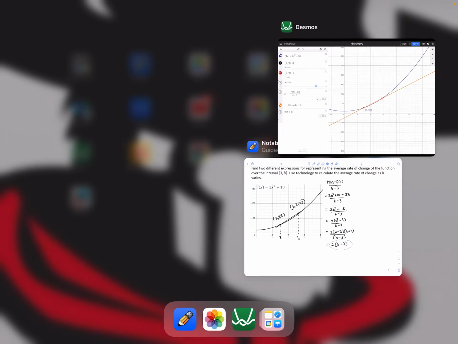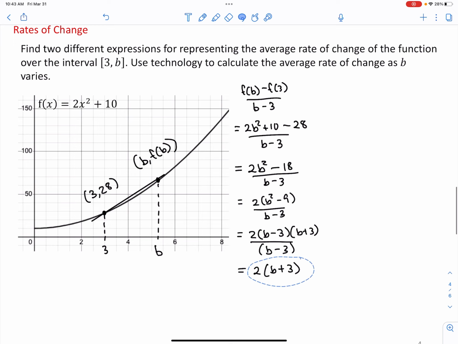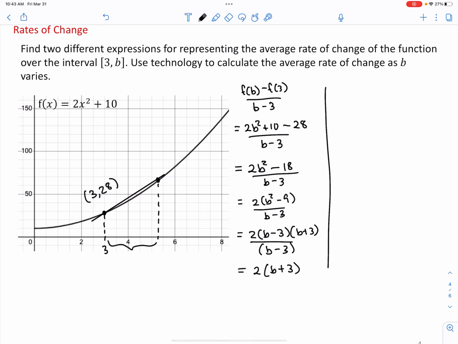Okay, let's go back to our notes. Now, the instructions did say find 2 different expressions for representing the average rate of change. So what I'm going to show you next is a different way to do this. Let's change this b here and change this point up here. And instead what I'm going to do is introduce a variable that's the distance between the 2 vertical dashed lines you see in our picture. Let's call this distance h. So we're going to use h to stand for how far apart the 2 vertical lines are.